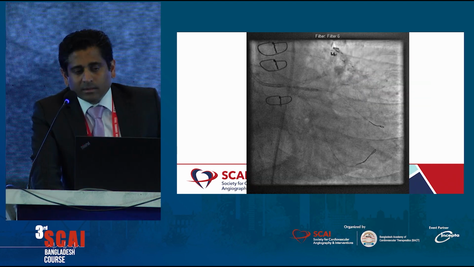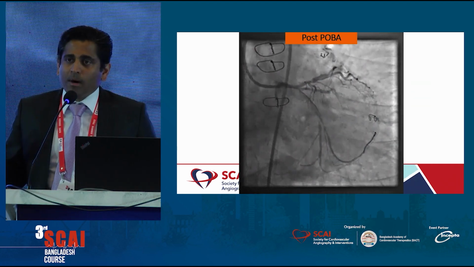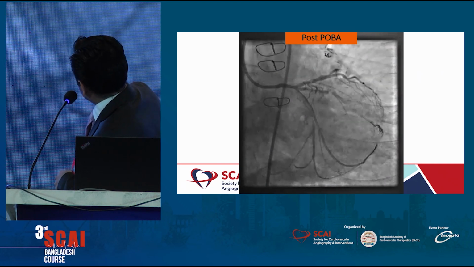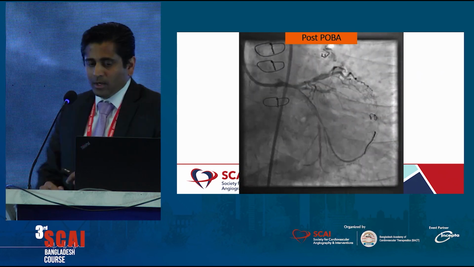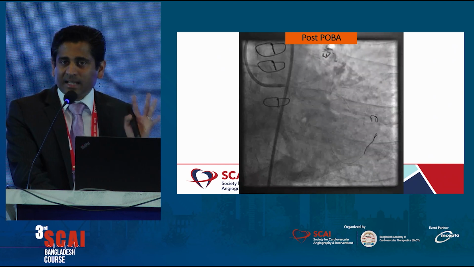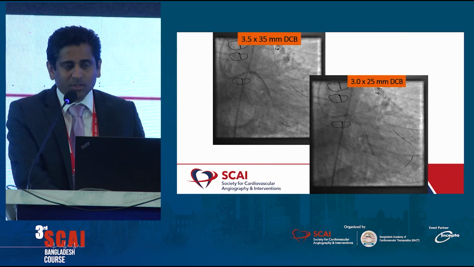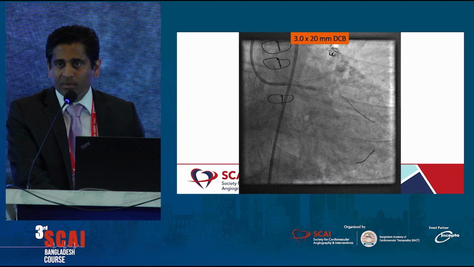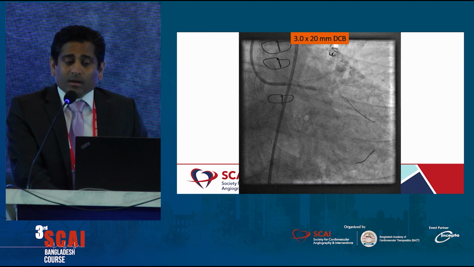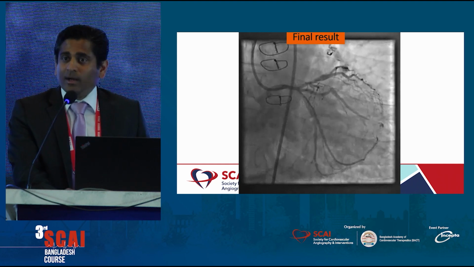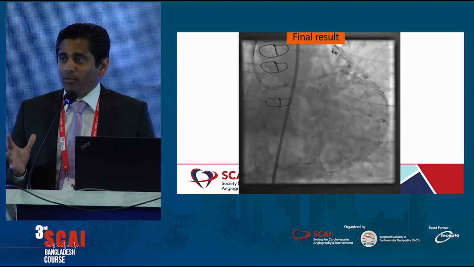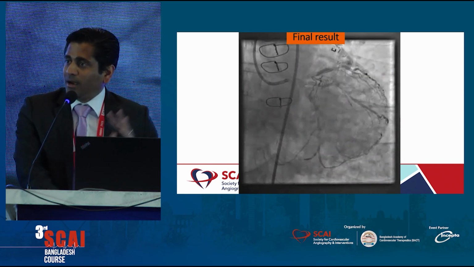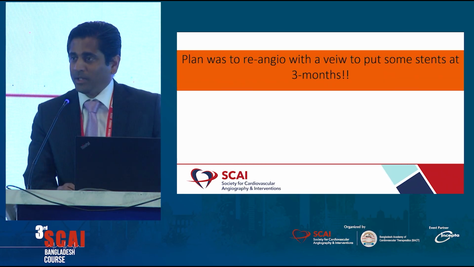Now we ballooned it, and then this is post-POBA. Dissected. So if I do put a stent here, very likely I'll lose this branch and this branch. So we decided not to do any stent here. This was an elective case. So we put a DCB in the circumflex and in the marginal. Now, this is the final result. I know it doesn't look nice, but there is TIMI 3 flow. We accepted it. I told the patient I'll bring him back in 3 months and treat with a stent.